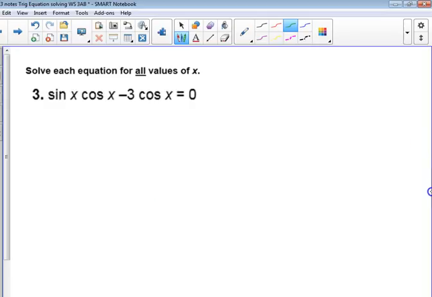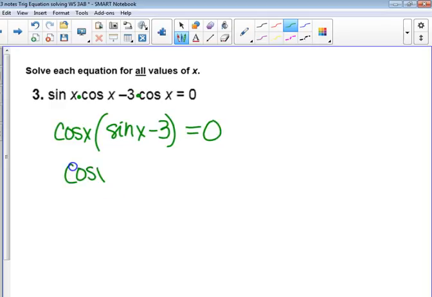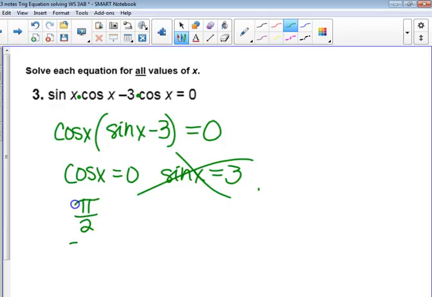All right, what can we do here? This is sine times cosine minus 3 times cosine. So if we take out a cosine, what will it say? Okay, take your turn being equal to 0. We have cosine is 0, or the sine is 3, which is garbage. Careful. Plus or minus. Yep, how could we write that? This is fine.